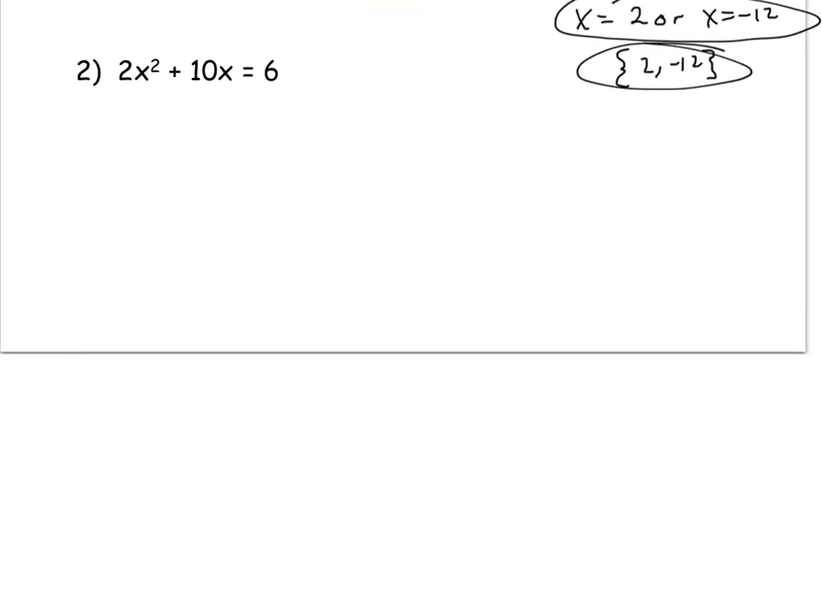And this one, we notice that the constant has already been moved over in this problem, so that's fine. So the next step is I need to get rid of this 2, this coefficient. I shouldn't say get rid of, I need to factor it out. So I'm going to go ahead and factor out a 2.